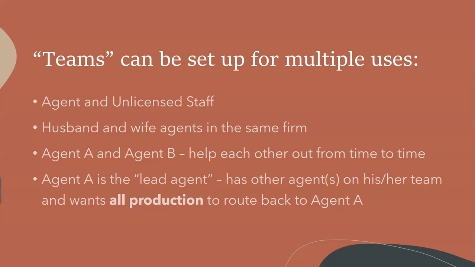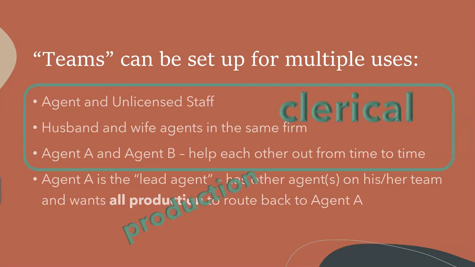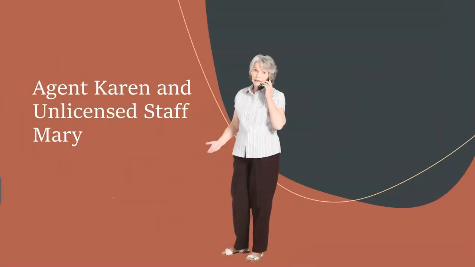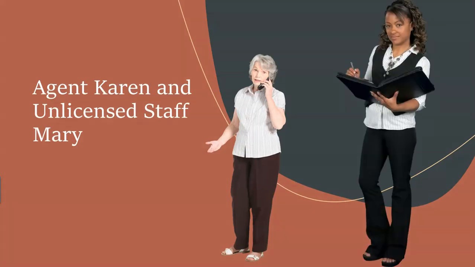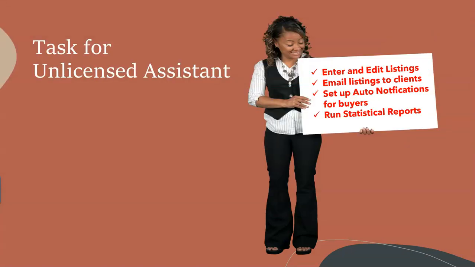Teams can be used for multiple reasons in Matrix. This video will give real-life examples of all four. The first three in the list, well, these are clerical uses, while our last example will be team production. In our first clerical example, one agent, Agent Karen, hires unlicensed assistant Mary. The tasks that Karen has assigned to Mary are entering and editing her listings, emailing listings to her clients, setting up auto notifications for her clients, and running statistical reports.